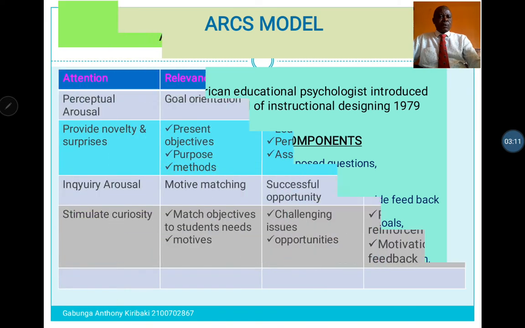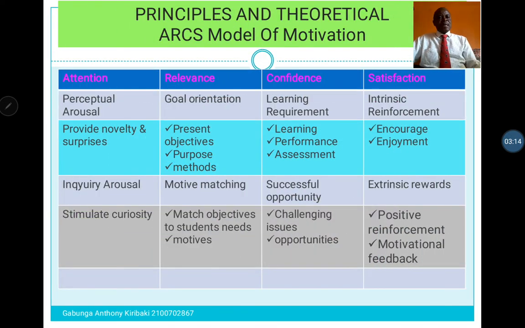When we are looking at the ARCS model, we come to realize that there are principles that govern the theory. The principles, as we have seen, are attention, relevancy, confidence, and satisfaction. If attention is given, perceptual arousal comes up. And when it comes up, it can also lead to goal orientation. That's the relevancy. People are able to develop their own goals and also develop the learning requirements. That's the confidence. And then it gives satisfaction, the intrinsic reinforcement in a learner.